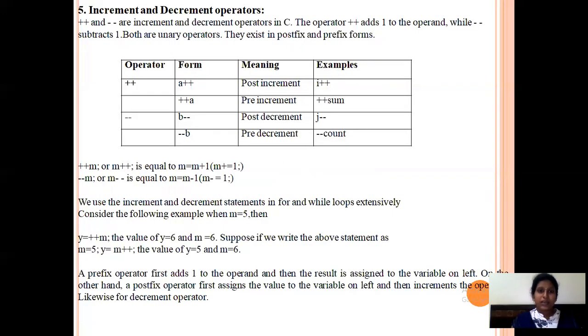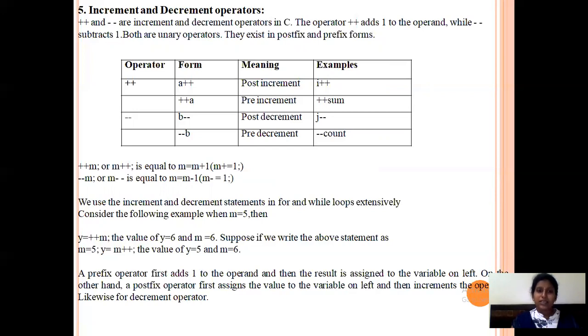Right? Then the next operator is the increment and decrement operator. Plus plus and minus minus are increment and decrement operators in C. The operator ++ adds 1 to the operand, while -- subtracts 1. Both are unary operators. They exist in postfix and prefix forms. Plus plus, it indicates, we can write a++ or ++a.